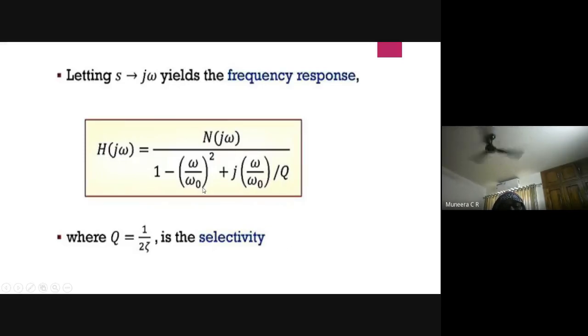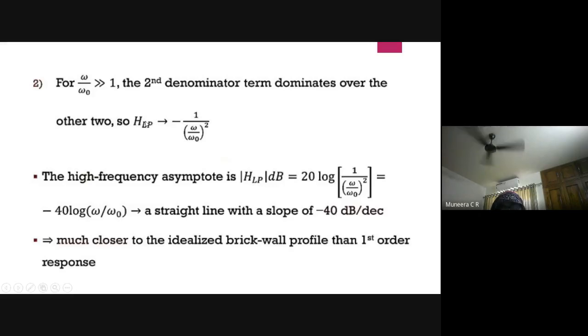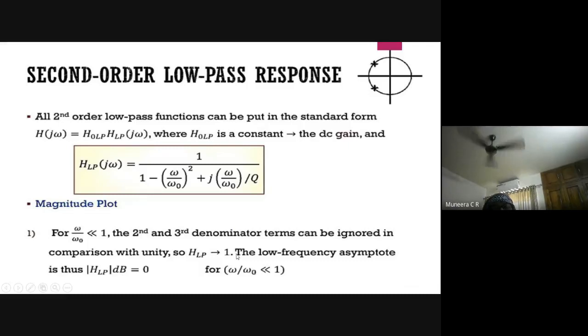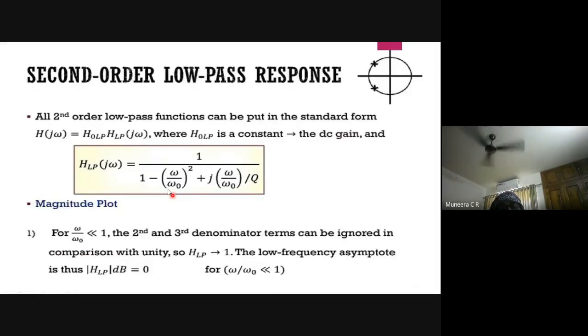So putting s equal to j omega, we are getting this polynomial. Its order is 2. And this 1 by Q is equal to 1 by 2 eta, which is called the selectivity of the filter. So we have the second order low pass response.